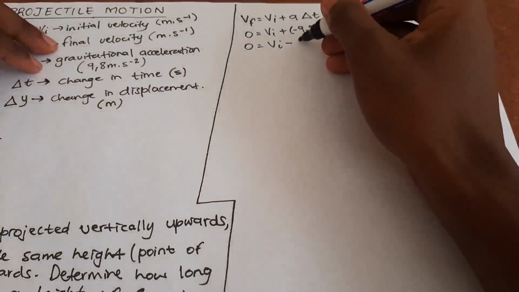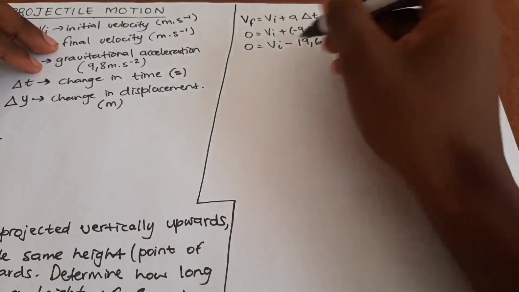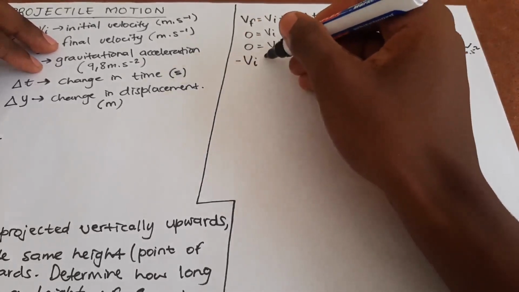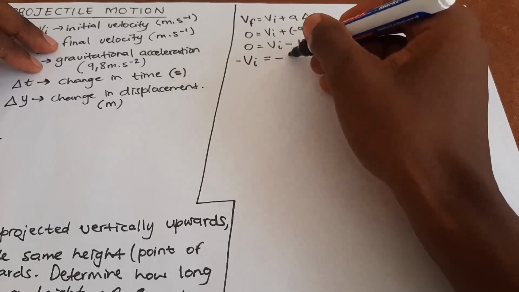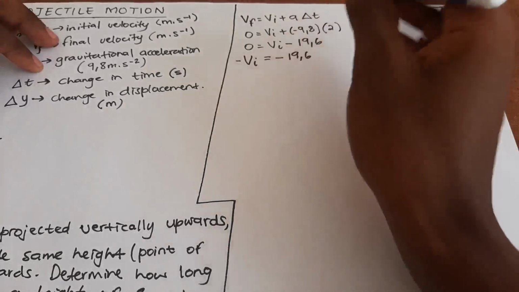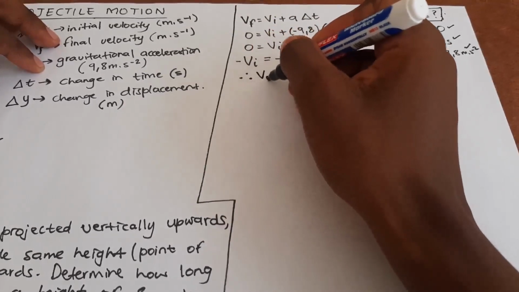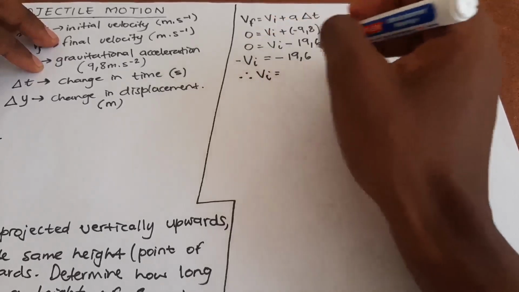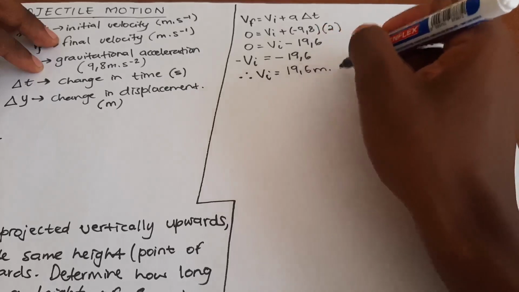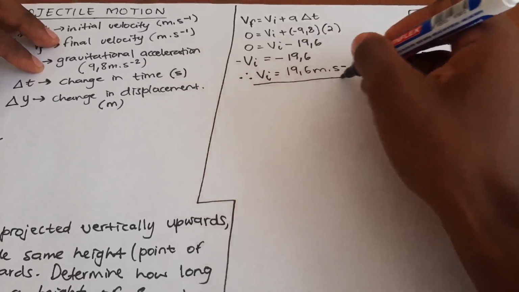So we have negative 19.6. So vi is going to be, on this side, equal to negative 19.6. So this is our vi, and therefore this basically means that our vi will be divided by negative 1, divided by negative 1, which gives 19.6 meters per second. Okay, that's our initial velocity.